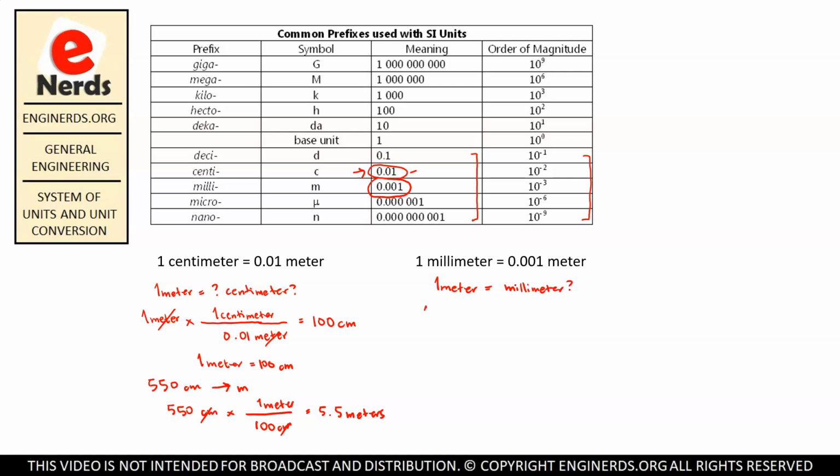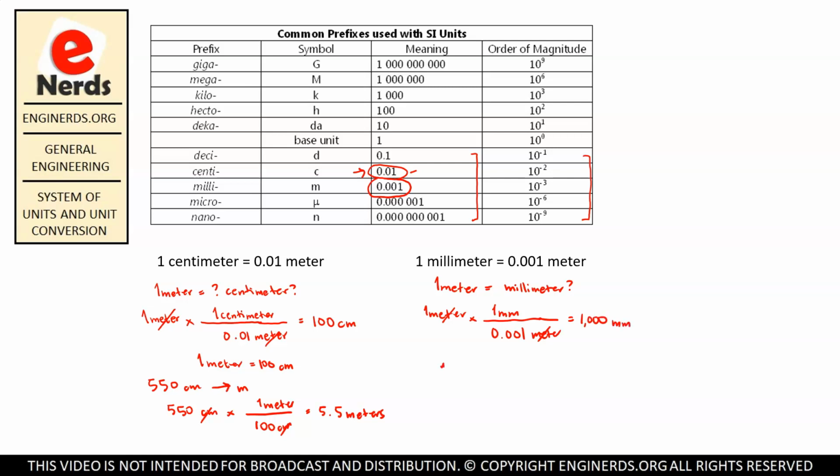Okay? So, 1 meter times. So, ilang meter meron in 1 millimeter? So, we have here 1 millimeter. You have 0.001 meters. So, magka-cancel out yung units natin. So, 1 divided by 0.001 is equal to 1,000.